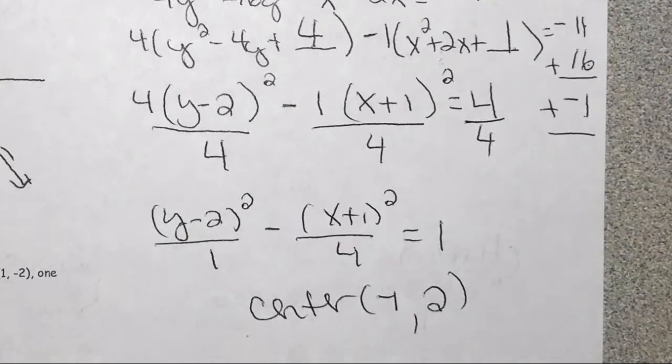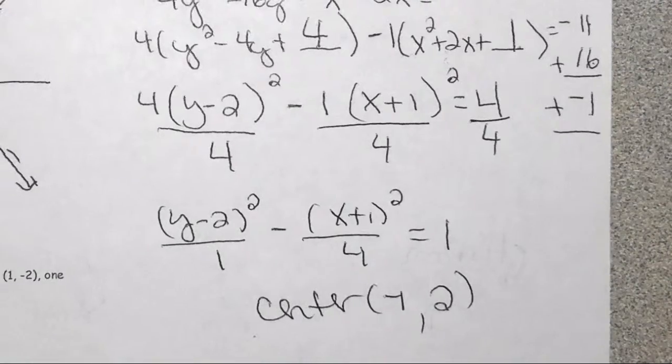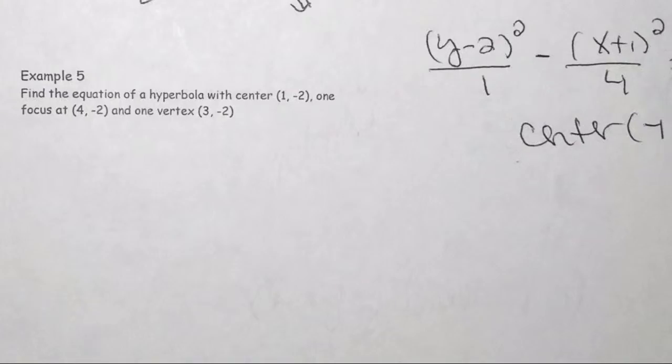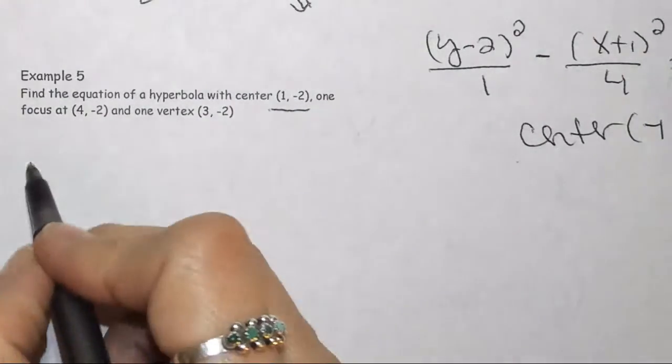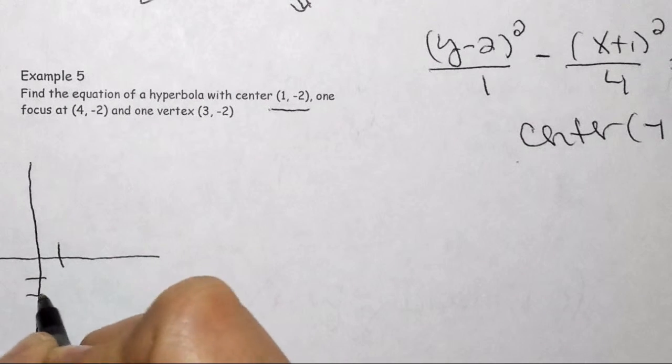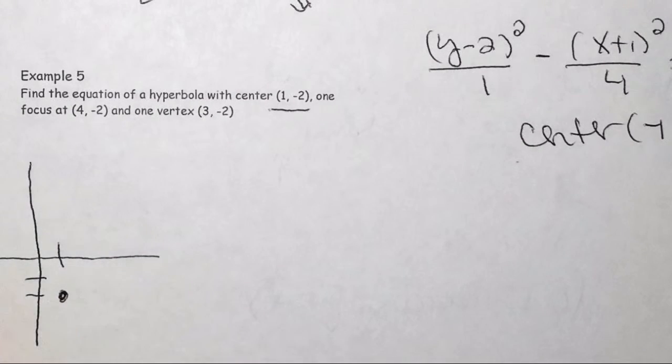Nice job. Okay, one problem left. Go look at example 5. On example 5, all they want you to do is write the equation. But this time the center is not at the origin. Where is it at? So I'm going to just sketch out my information. I'm not going to graph the whole thing. So here's my center. So am I going to need parentheses this time?